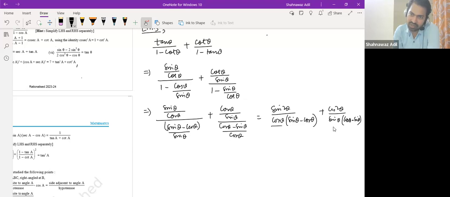So cos theta is there, sin theta is there. These are two different terms. But what can we say about sin theta minus cos theta? They are equal. Sorry, they are the same. What can we do about these two? Think about it and tell me.